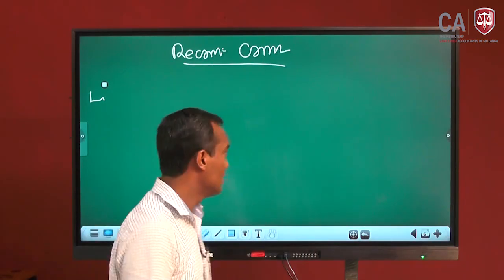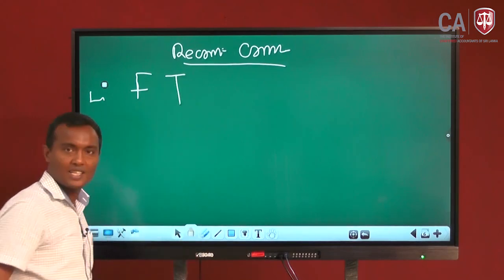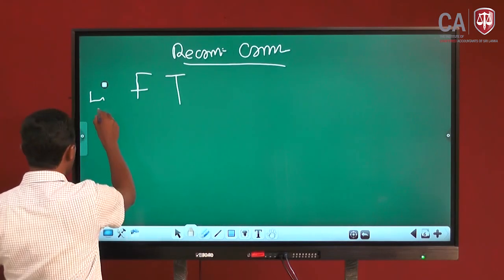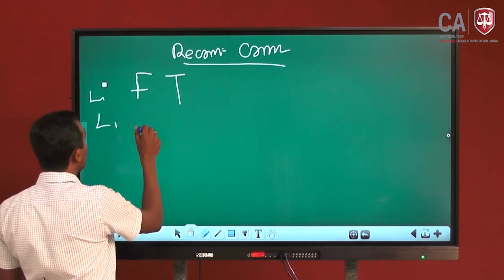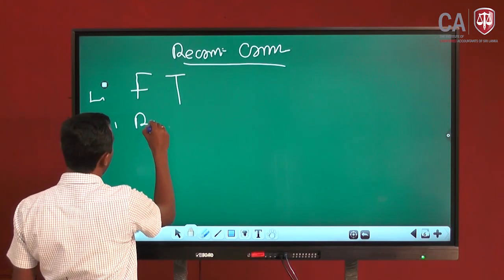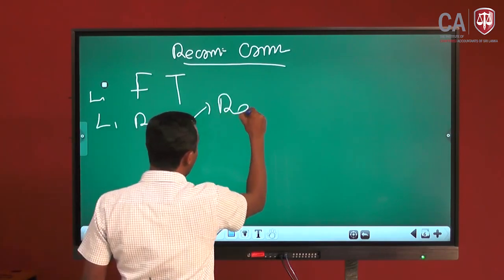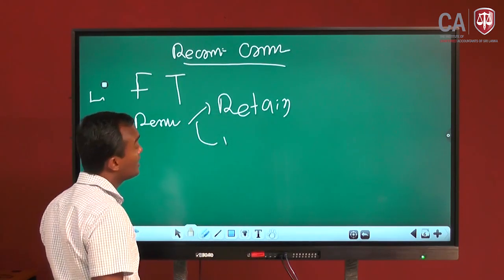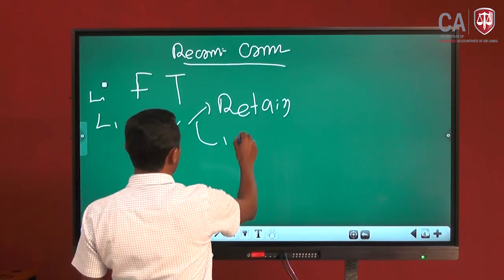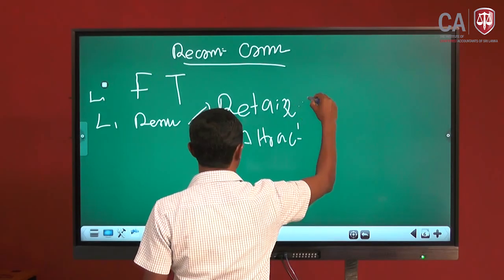The first point. What are the points? Formal and transparent process. And that process should make sure that the remuneration that is paid is enough to do two things. One is to retain key people, and what is the other one? Attract. Now, this is the principle. The level of remuneration should be sufficient to retain and attract.